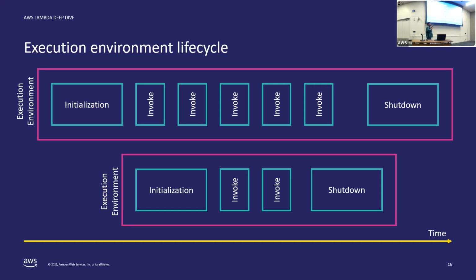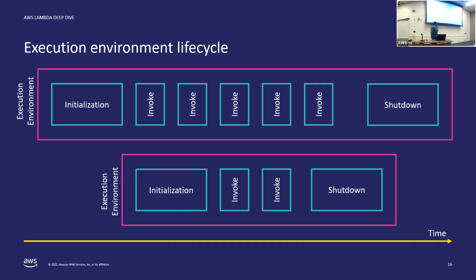So if 3 and 4 came in parallel, look at the third box of invoke in the topmost rectangle, and the fourth one in the bottom. Since both of them came at the same time, the fourth request needs a different execution environment because the first one is busy. So you have to go through the same cycle of initialization. That means it will download your zip artifact, unpack it, initialize your code, and then you can invoke.